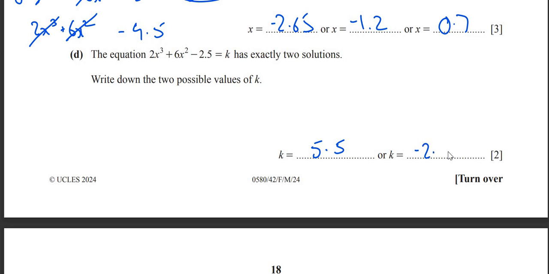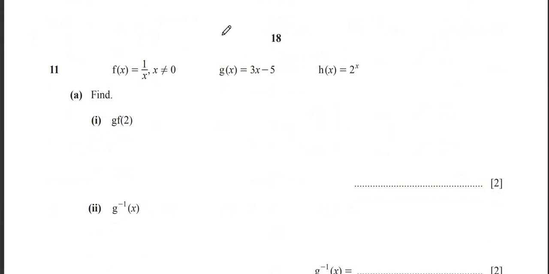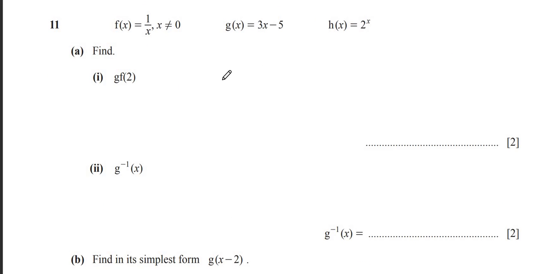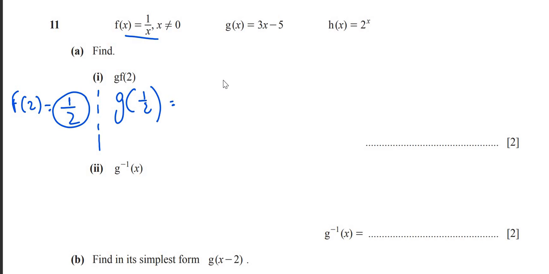Alright, so these are the two values that you will get. Okay, moving on to the next question, we have question 11. We have to find g f of 2. So first of all, find f of 2. F of 2 means you have to plug 2 in this value. So this becomes 1 upon 2. Now you will plug 1 upon 2 in g. So g of 1 upon 2 means 3 multiplied by 1 upon 2 minus 5. So this becomes 3 upon 2 minus 5, which is negative 3.5.